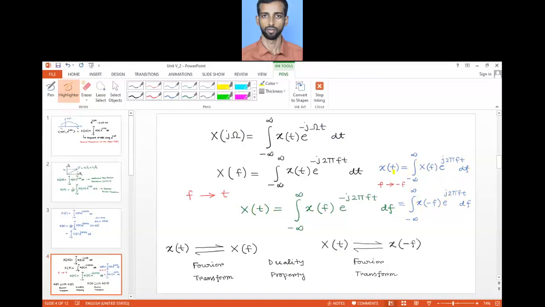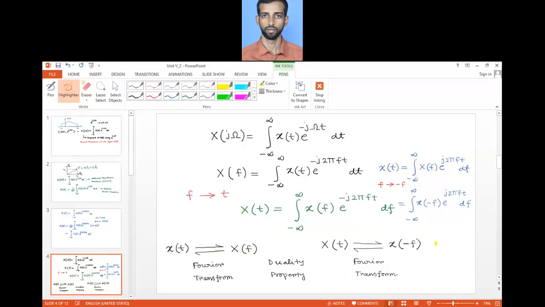From the first expression, it suggests that this small x(t) and capital X(f) form a Fourier transform pair. Small x(t) is in the time domain and capital X(f) is in the frequency domain. And in the second expression, what we find is that this capital X(t) and small x(-f) form another Fourier transform pair. And this particular property is known as the duality property.